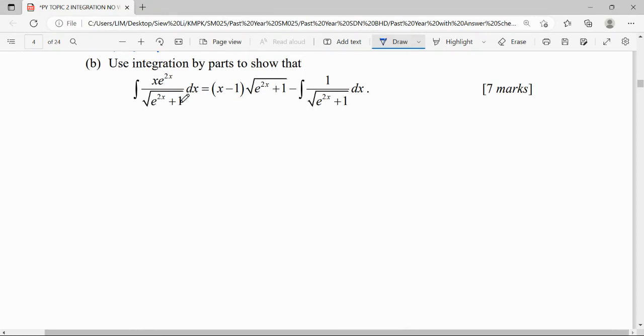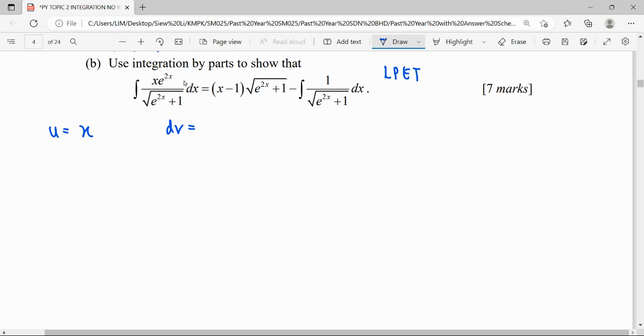Use integration by parts to show that these questions can be written in terms of this form of answer. So for integration by parts, we have to select what is our u and then what is the remaining part of this integral as dv. So we will follow the rules of LIPET: log, then polynomial, exponential, and trigo. So we can see polynomial comes first, so our x will be selected as u.